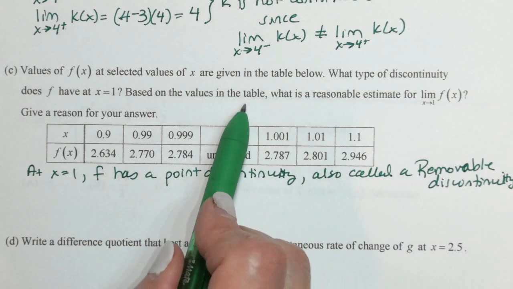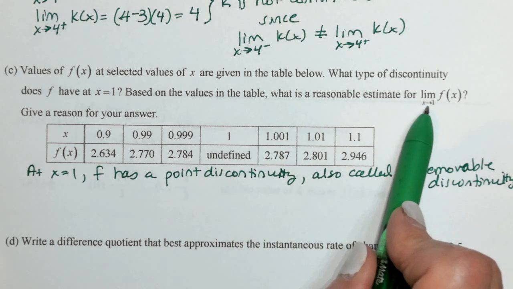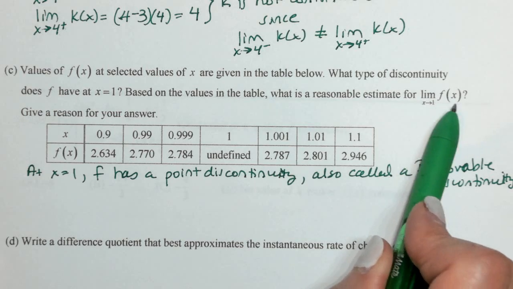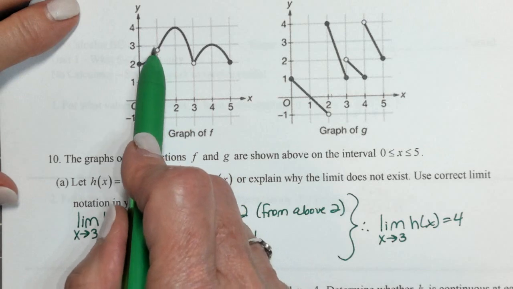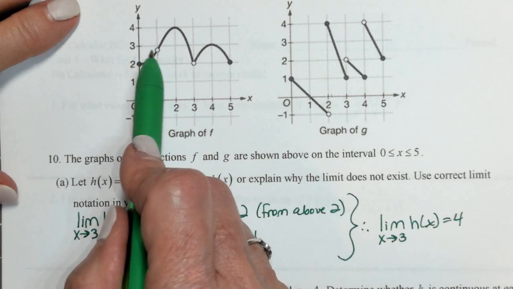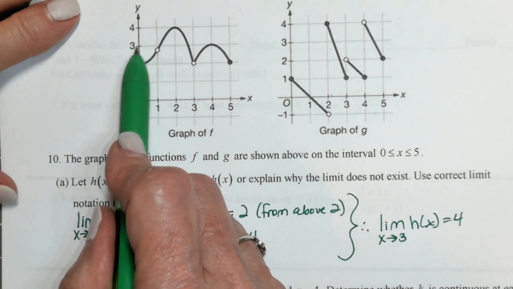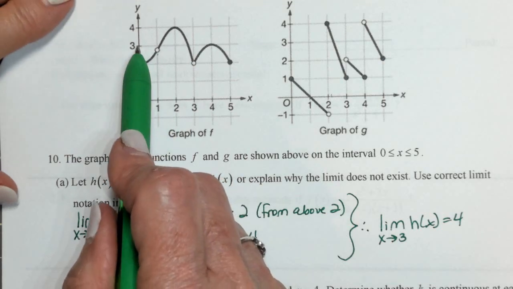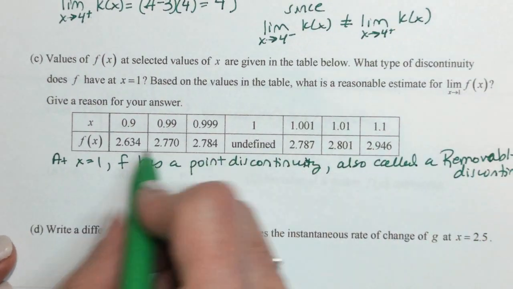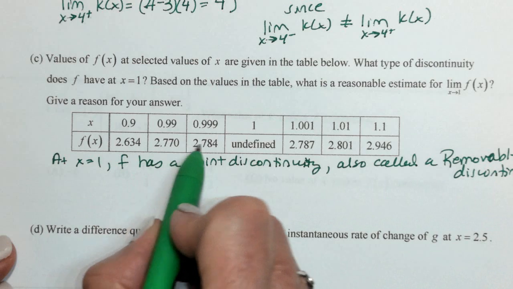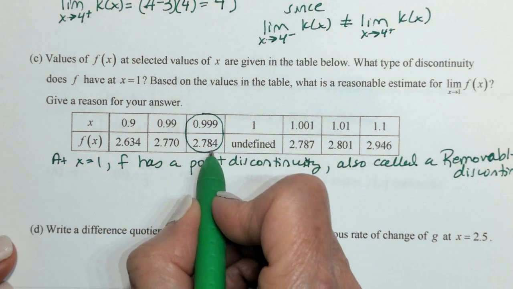Based on the values in the table, what is a reasonable estimate for the limit as x approaches 1 of f of x? Well, I look in the graph here. It's impossible to know what it is from the graph. It's somewhere above 2.5, right, but below 3. But from the table, I see that I'm getting closer. Well, at 0.999, I'm at 2.784.